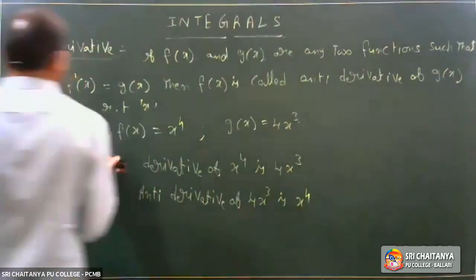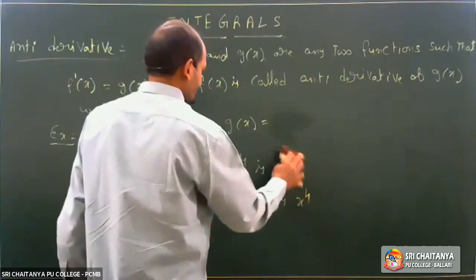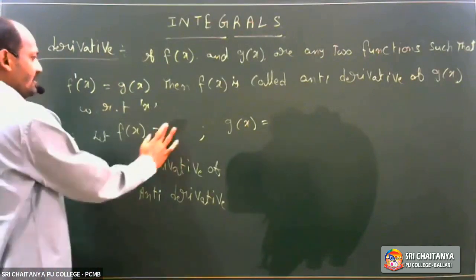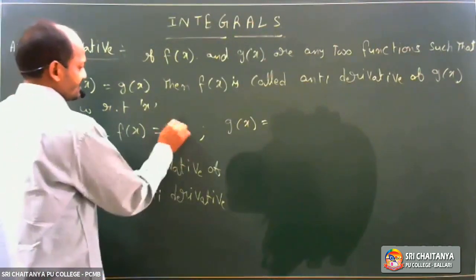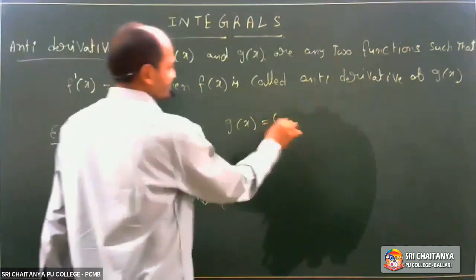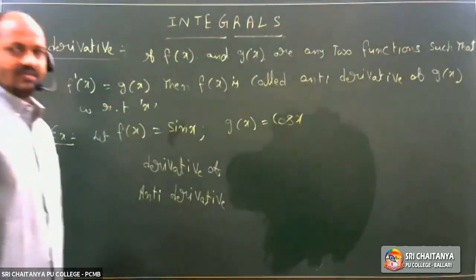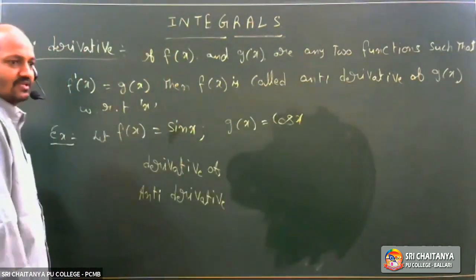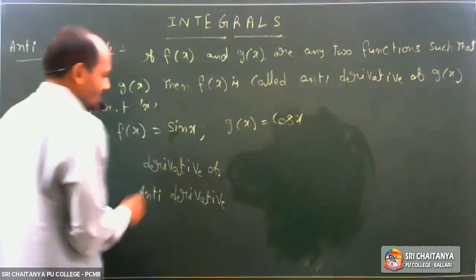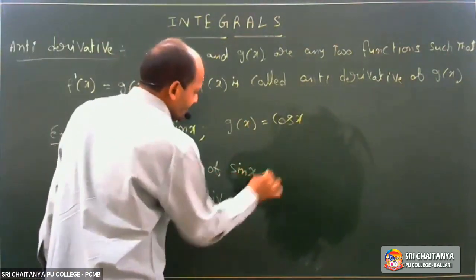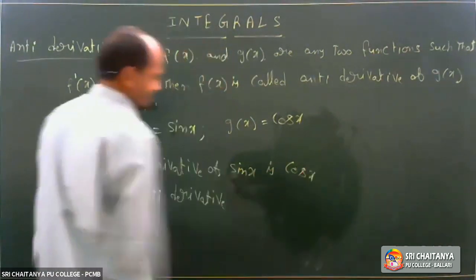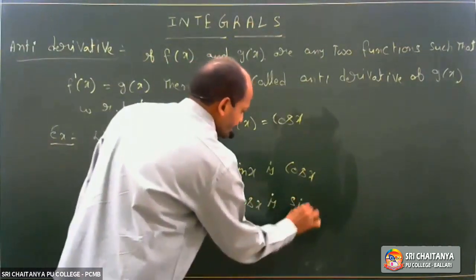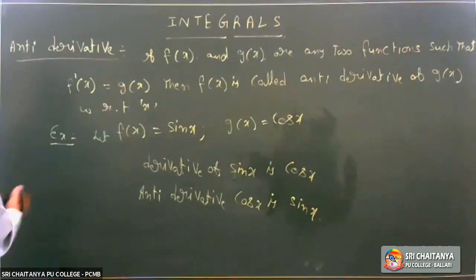Next, second example. F of x is equal to, for example, sin x. G of x is equal to cos x. So the derivative of sin x is equal to cos x. The derivative of sin x is cos x, and the antiderivative of cos x is sin x. Write down this one also. Second example.